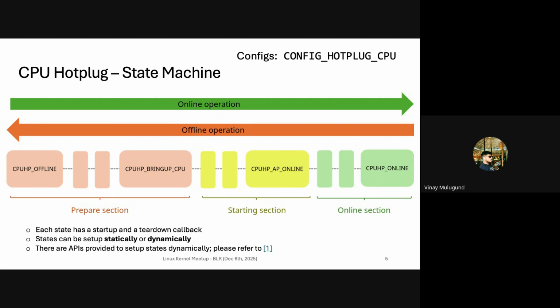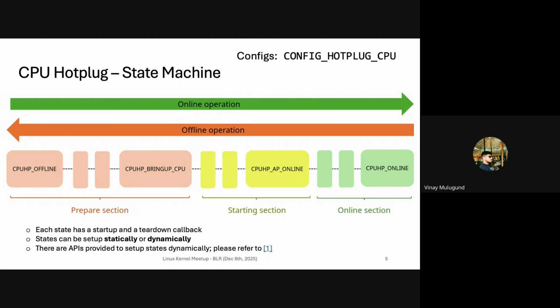When a subsystem is setting up a state, it can supply two callbacks: one is startup and the other is teardown, and the CPU hotplug infra will take care of invoking them as part of either online or offline, either when we are bringing up a CPU or offlining a CPU. I wanted to highlight CPU hotplug bring up CPU. This is the last state in the prepare section, which means it is the last state for the control CPU, the CPU which is given the task to online or offline the other CPU.